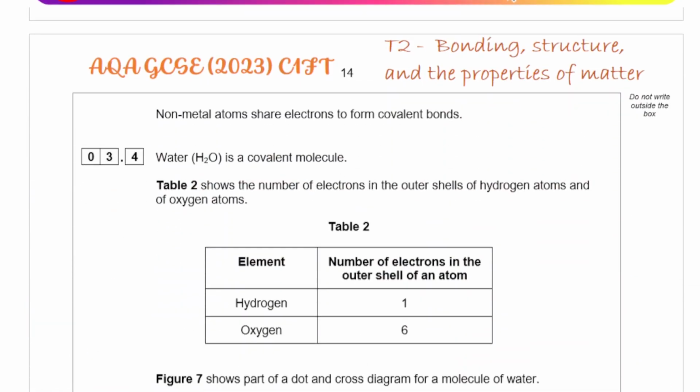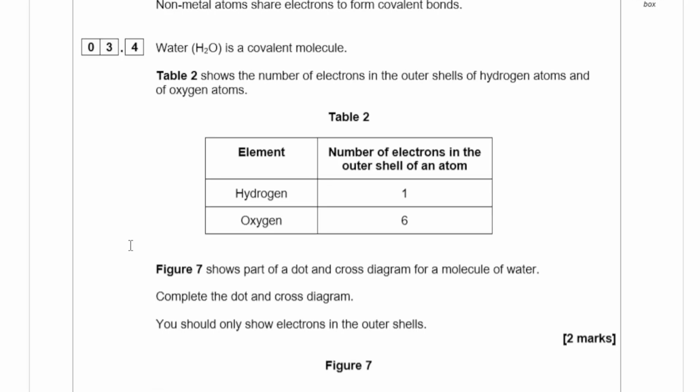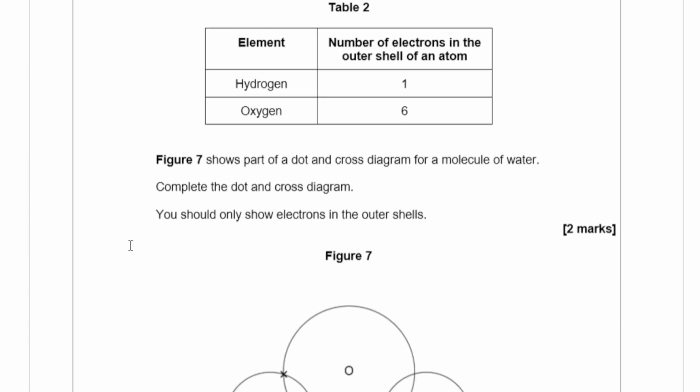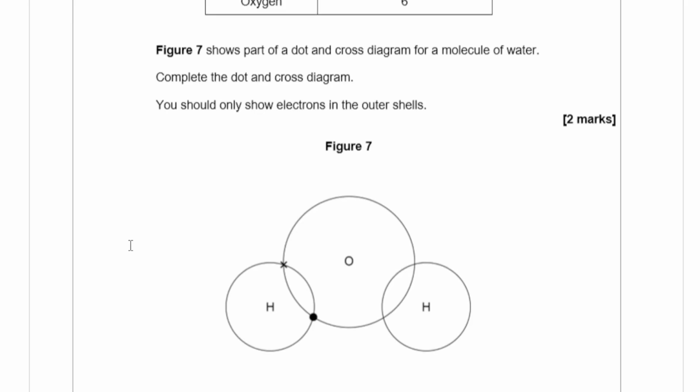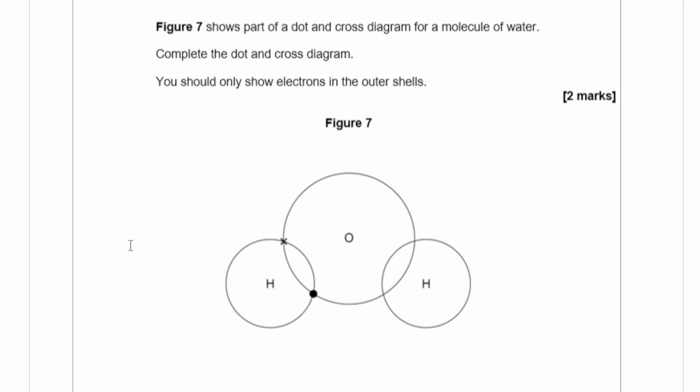Non-metal atoms share electrons to form covalent bonds. Water, H2O, is a covalent molecule. Table 2 shows the number of electrons in the outer shells of hydrogen atoms and of oxygen atoms. Hydrogen has 1, oxygen has 6. Figure 7 shows part of a dot and cross diagram for a molecule of water. Complete the dot and cross diagram. You should only show electrons in the outer shell.